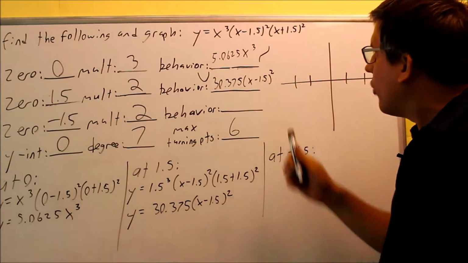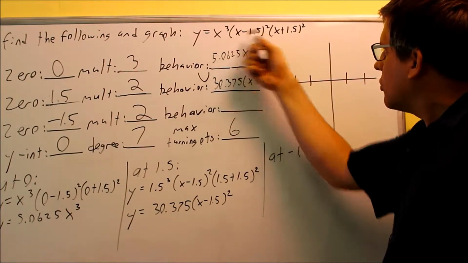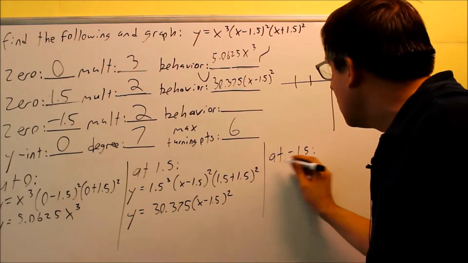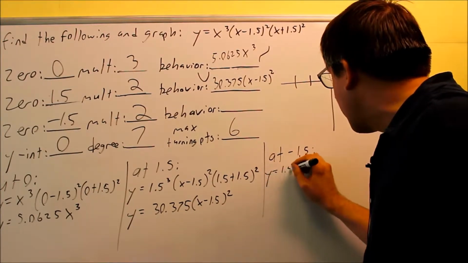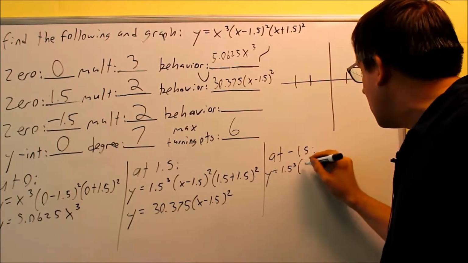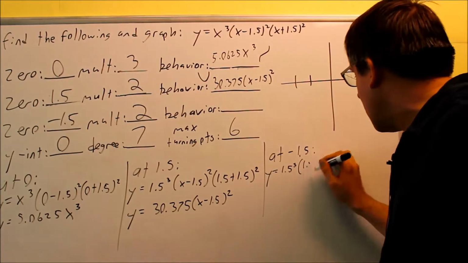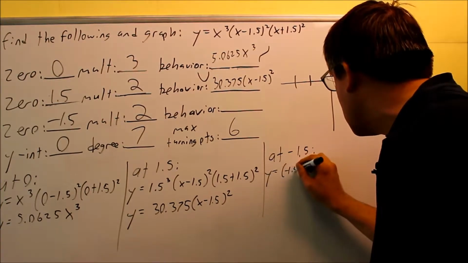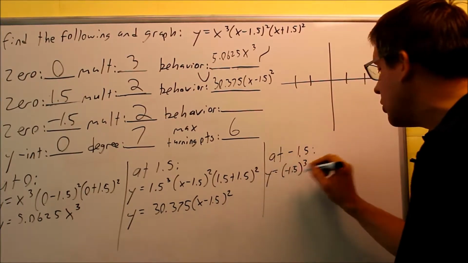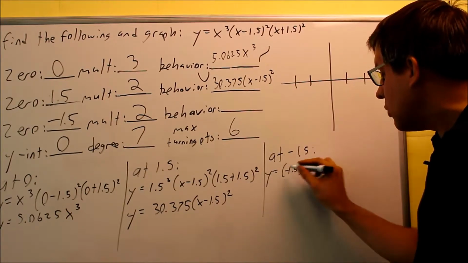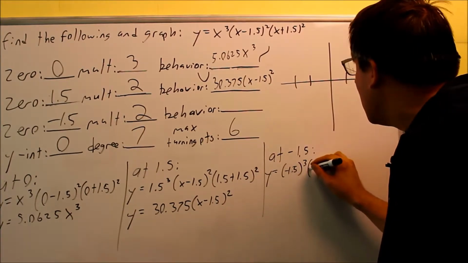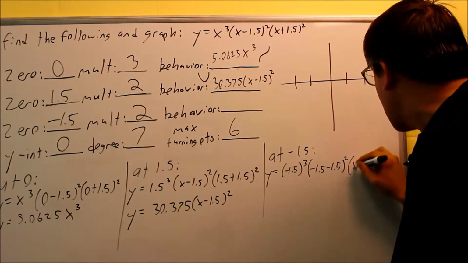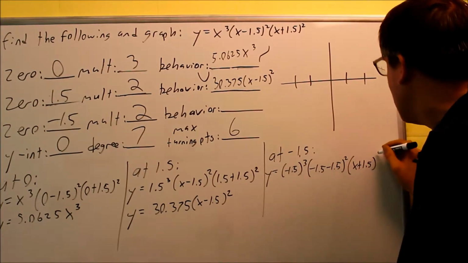Negative 1.5 will go into the first two, but it will not go into the last one because otherwise the whole thing zeroes out. You're going to get 1.5 cubed, and then negative 1.5 will go into here, so do a negative on this. Don't forget the parentheses around that. You don't want to mess up with the negative. You're going to do negative 1.5 minus 1.5 squared, and then you have x plus 1.5 squared there.